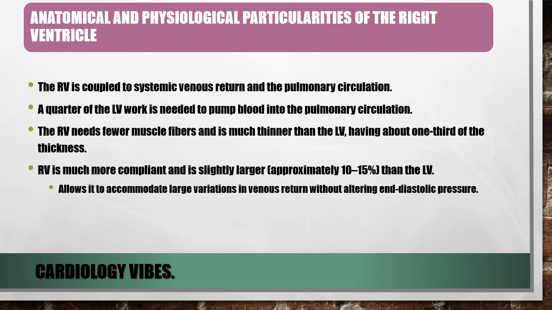But in contrast to the left ventricle, only a quarter of the left ventricular work is needed to pump blood into the pulmonary circulation, and that is because the pulmonary vascular resistance is far less compared to systemic vascular resistance. Therefore, the RV needs fewer muscle fibers and is much thinner than the LV, having about 1/3 of the thickness. Therefore, the RV is much more compliant and is slightly larger, approximately 10 to 15% than the left ventricle. Hence it allows the right ventricle to accommodate large variations in venous return without altering the end diastolic pressure.